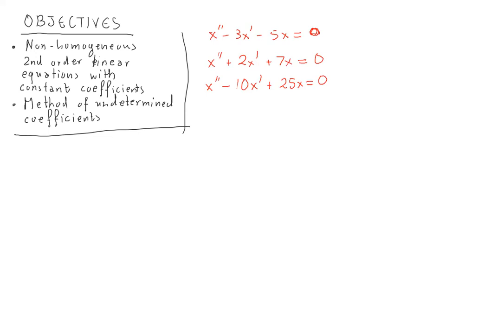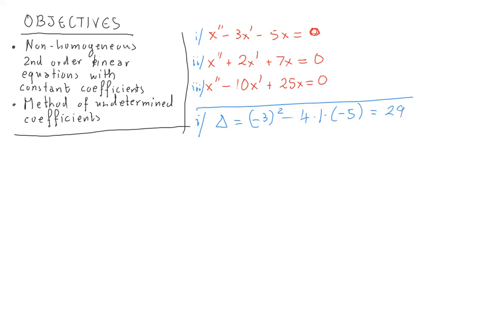Okay, so let's do them together now. So let's number them 1, 2, 3. And for the first one, I need to find the discriminant, which is going to be minus 3 squared minus 4 times 1 times negative 5, right? And this is 9 plus 20, which is 29.